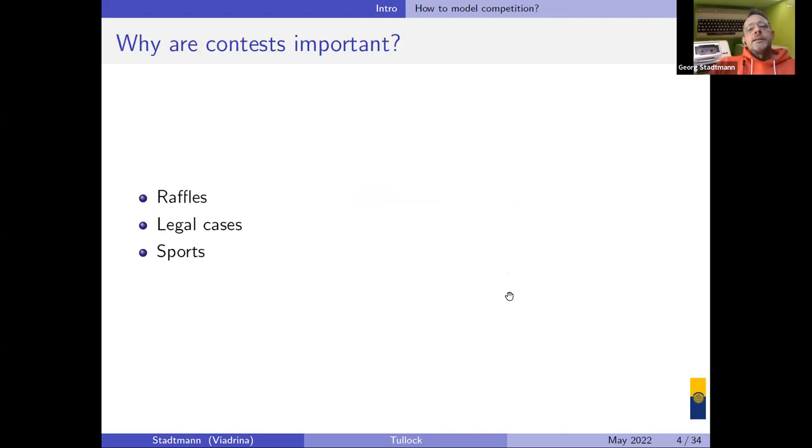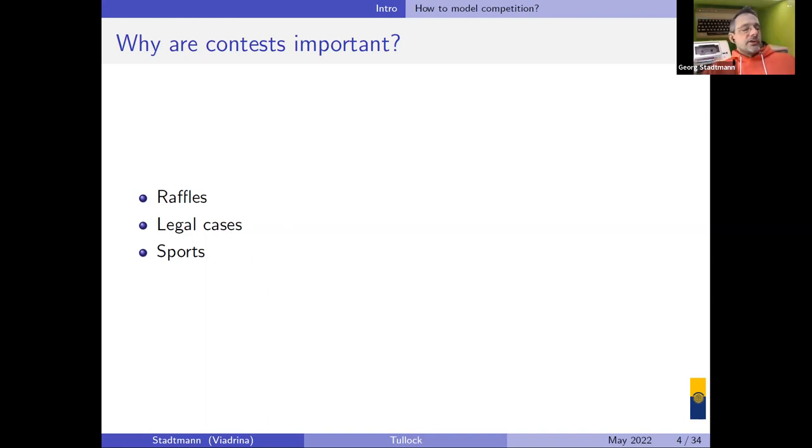Where are these kinds of contests important? For example, some kinds of raffles in a lottery situation. The probability that you can win a lottery depends on the money you spend on lottery tickets. So this contest is based on the effort, the money you put into the process. Or like a legal case, it also depends on how much money you spend on your lawyers, how large your team of lawyers is, are you able to afford very, very good lawyers, and then you have a higher chance to win this legal case.